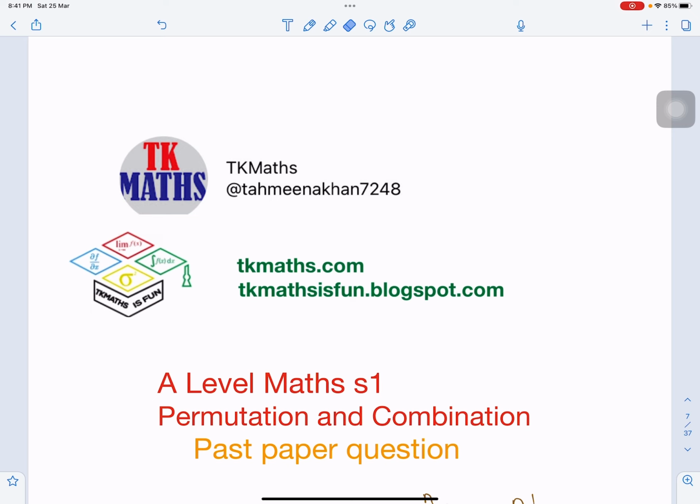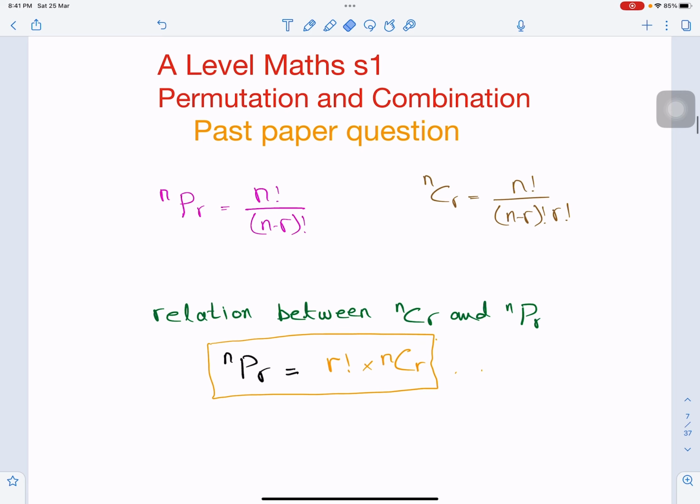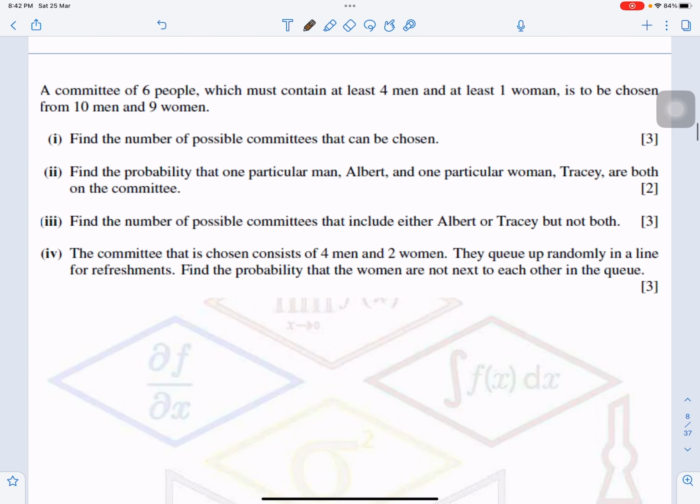In today's video, we will solve another challenging question of permutation and combination. It's a past paper question, and this topic is from the syllabus of A-level mathematics S1. So here you can see the formula which is used sometimes when there is n or unknown value. We cannot use the calculator straight away, then we need to use these formulae. And you can see a very important relationship here which is often applied in the solution. So let's see the question here.